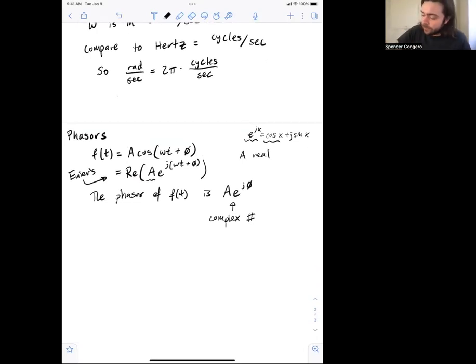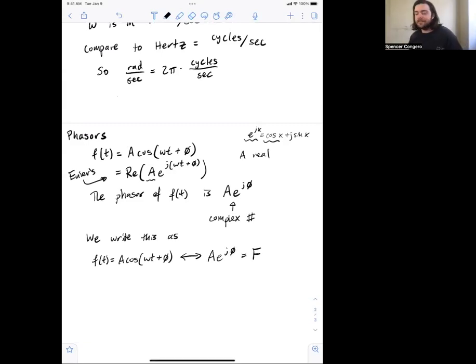Okay, and so just some notation real quick. We're going to write this relationship as f of t, a cosine omega t plus phi, and we're going to use this double arrow to say what its phasor is, a e to the j phi. And typically I'm going to use capital letters to denote phasors. So if I have a signal f of t, I'll usually denote its phasor as capital F. If I had x of t, I'd use capital X, and so on.